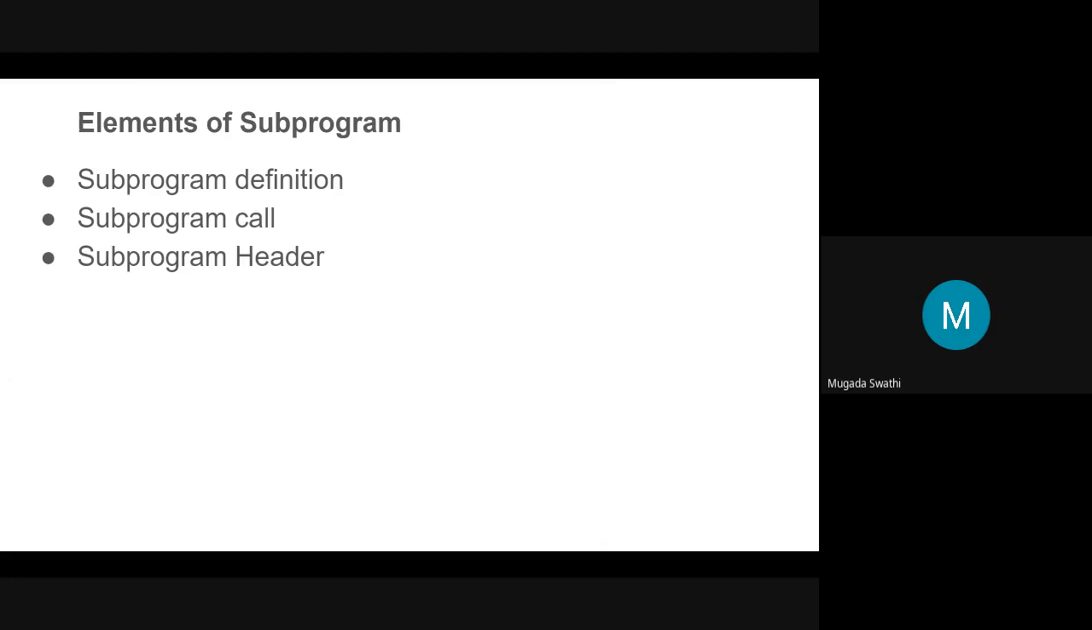Elements of subprogram. The important elements of a subprogram or a function are subprogram definition, subprogram call, and subprogram header. Subprogram definition describes the actions of a subprogram abstraction. So what kind of task is it going to perform? What are the local declarations? What are the processing steps it has? And what are the statements that it is going to execute and give as a result?